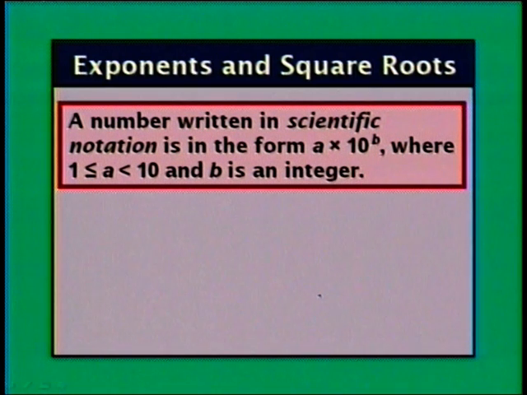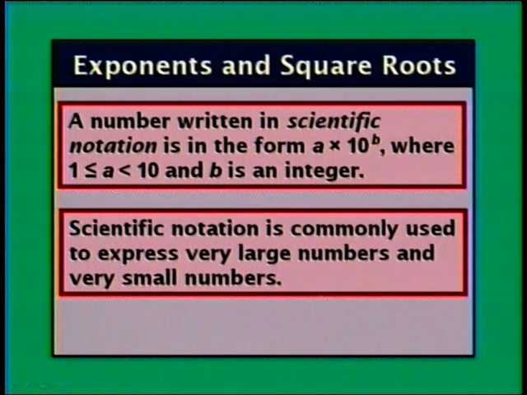The next thing we talked about after exponents was scientific notation. A number written in scientific notation is in the form a times 10 to the b, where a is a number that's greater than or equal to 1 and less than 10, and b is an integer. Scientific notation is commonly used to express very large numbers and very small numbers.